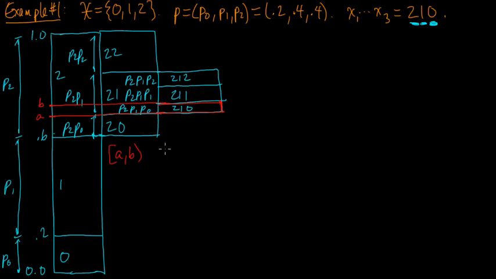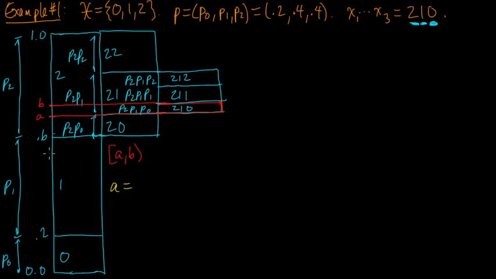So the interval that we're going to associate this is going to be half open. We're going to include a, but not b. That's what these square brackets mean. That means include a, and open bracket means don't include b. So what are a and b? Let's compute them. Let's do everything explicitly.